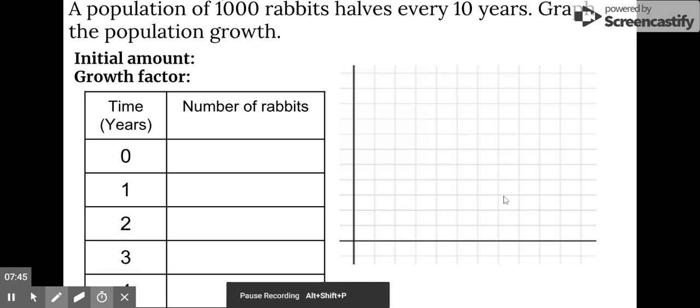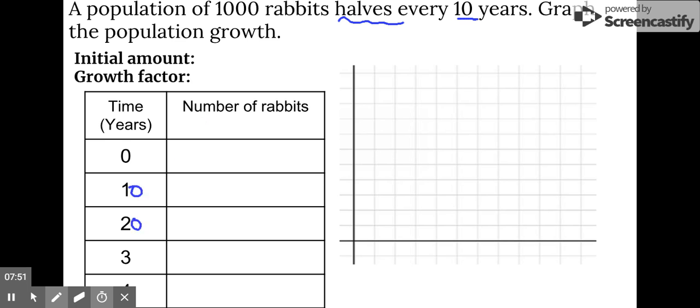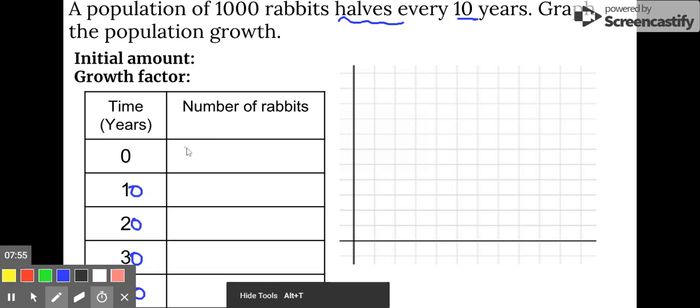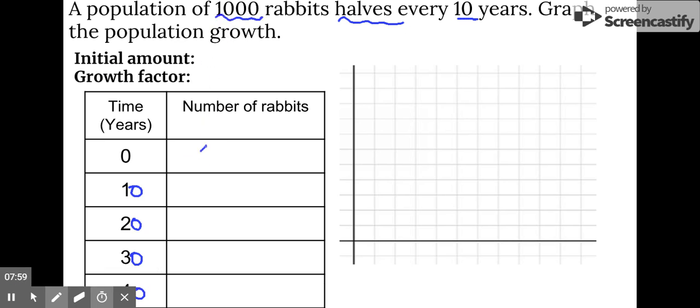Before we start, we're talking about rabbits, and the population halves every 10 years. So I ask you to change it to the number of years. All right, and we need to find the initial amount. So initial amount, year 0, it's 1,000. So initial amount is 1,000 rabbits. And it's also a decay factor because things are decreasing. When things are decreasing, it's a decay factor. When things are increasing, that's a growth factor.